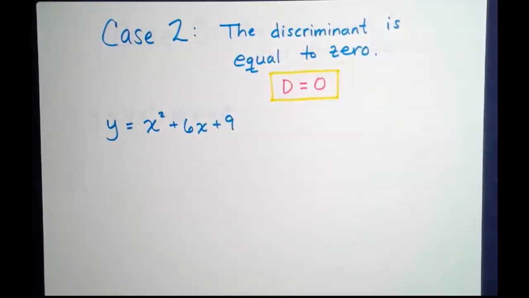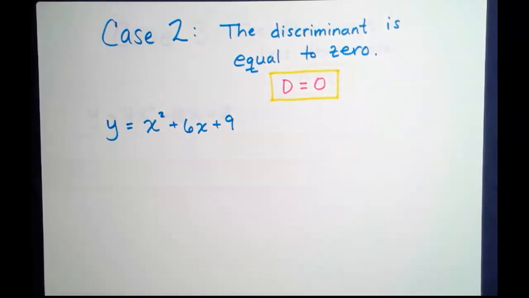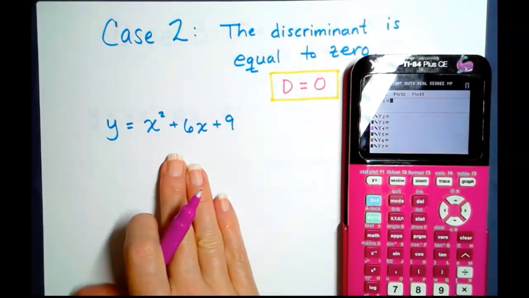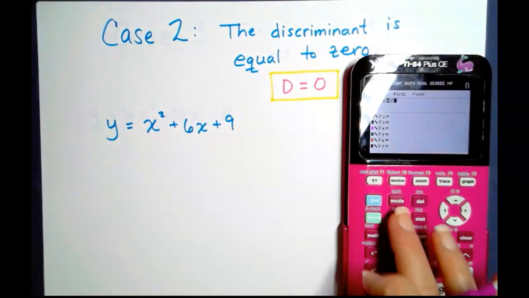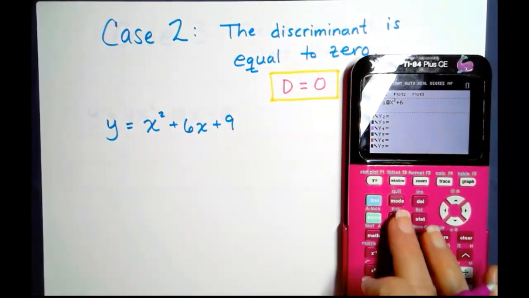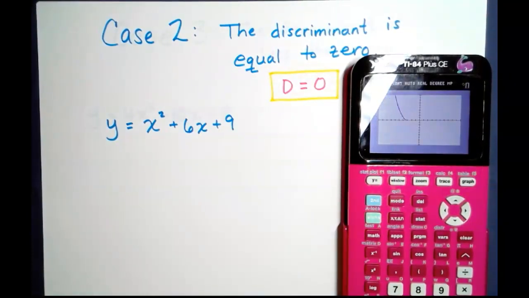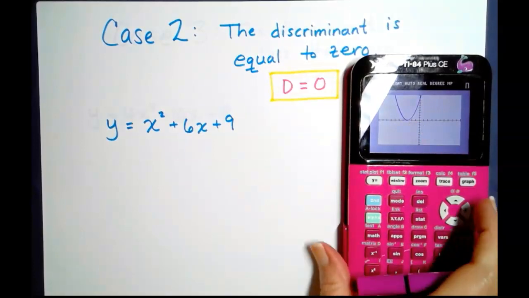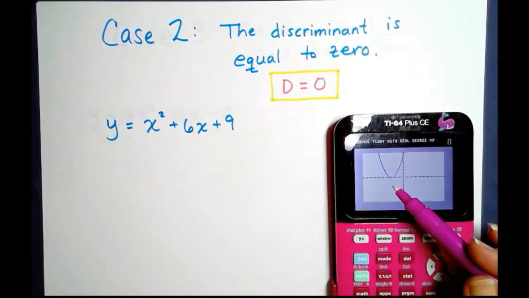Let's see case 2. Case 2 is when we have a discriminant equal to 0. So what does that look like in terms of a graph? Let's plug in this quadratic equation, y equals x squared plus 6x plus 9. In this particular equation, we only have one 0, one x-intercept. And you can see that that one x-intercept is the vertex.